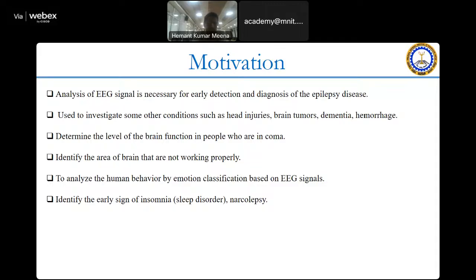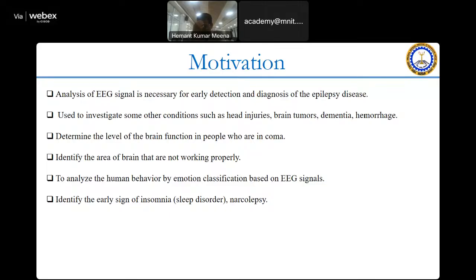It is also used to investigate other conditions like head injuries, brain tumors, dementia, hemorrhage; to determine the level of brain function in people who are in a coma; to identify the areas of the brain that are not working properly; and to analyze human behavior by emotion classification based on EEG signal.